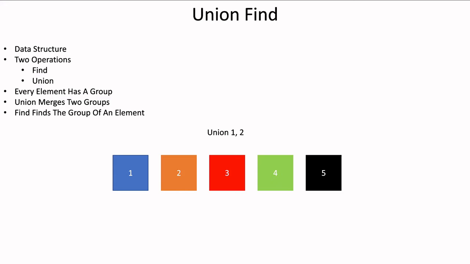In this example, if we union 1 and 2, 1 joins the orange group. Alternatively, we could make it so that 2 joins the blue group. Now if we union 3 and 4, 4 joins the red group. Now if we union 1 and 4, all the elements from one group go to the other, so 1 and 2 become red. Calling the find method on 3 returns red, because 3 is part of the red group. Calling the find method on 5 returns black, because 5 is part of the black group.